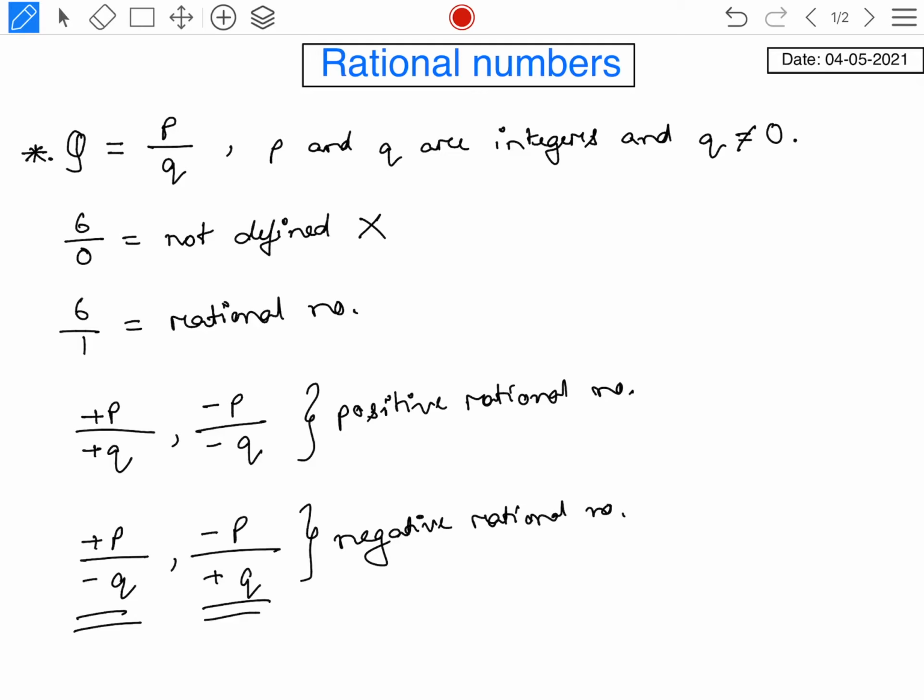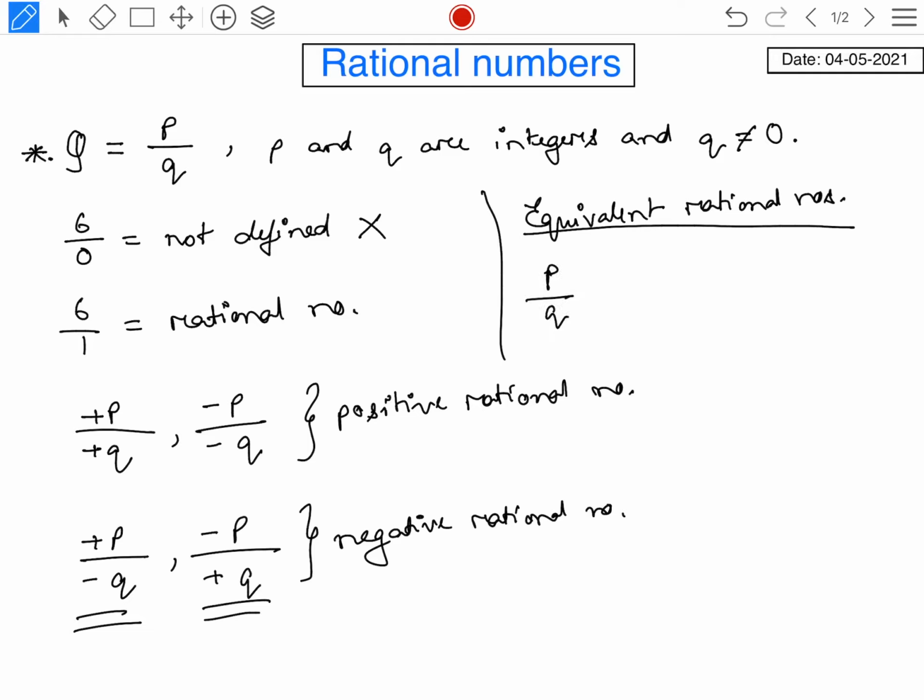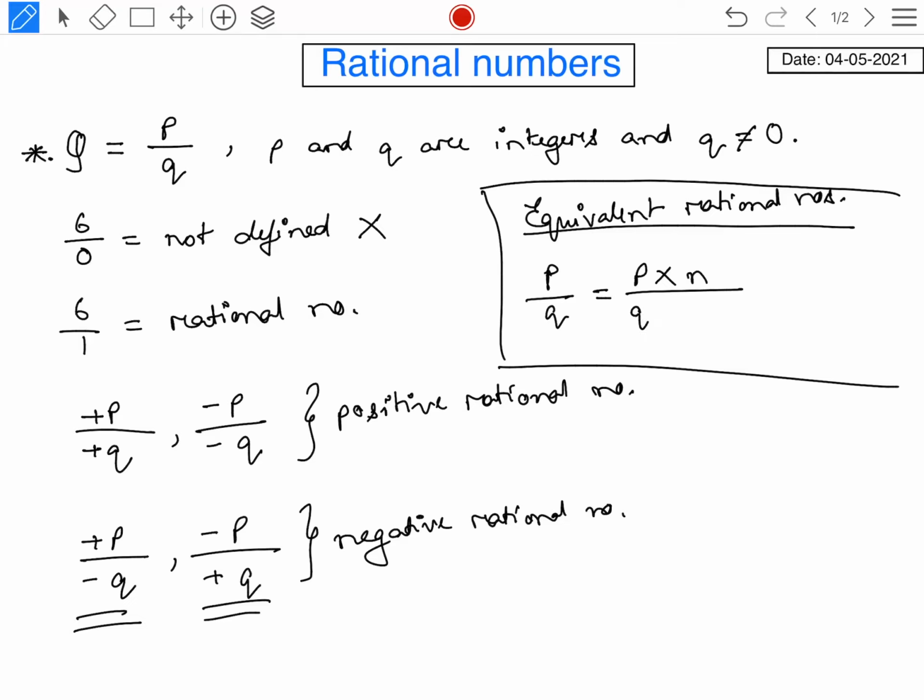Then after that we studied about what? After that we studied about equivalent rational numbers and standard form. Yes or no? First we studied equivalent rational numbers. Equivalent rational numbers, do you remember the formula? If a rational number is given P by Q, then the equivalent rational numbers can be found by multiplying. If we multiply P by N, then we should also multiply Q by N. N means any non-zero integer. That means it can be either positive or negative, but N cannot be 0.